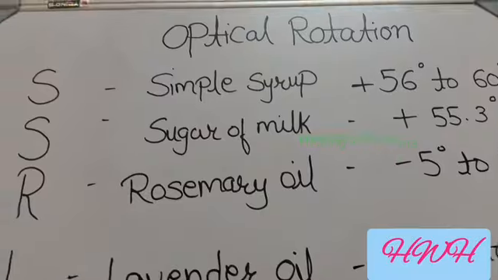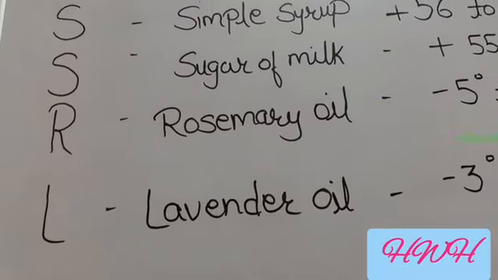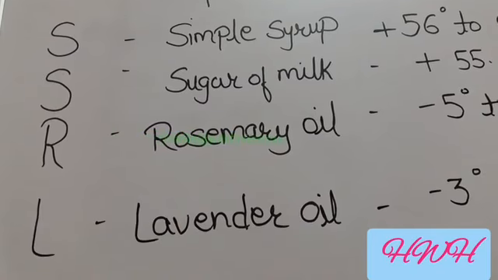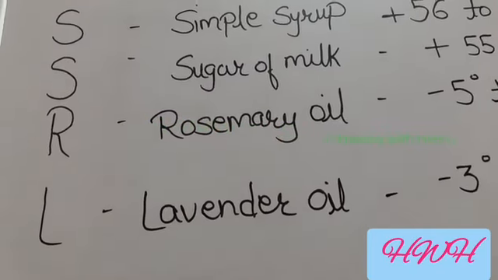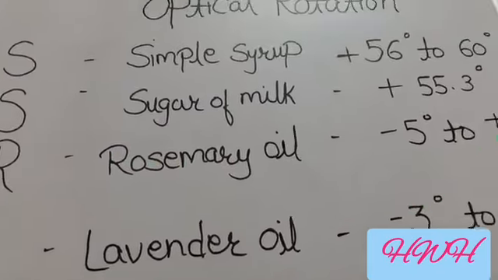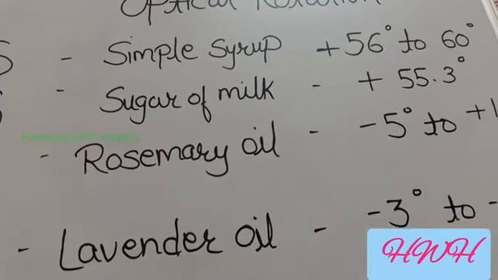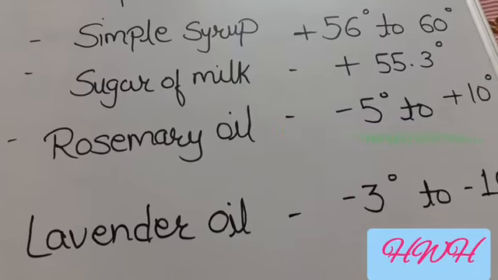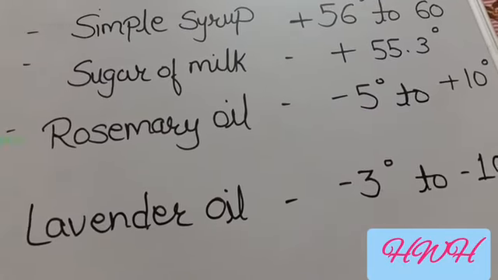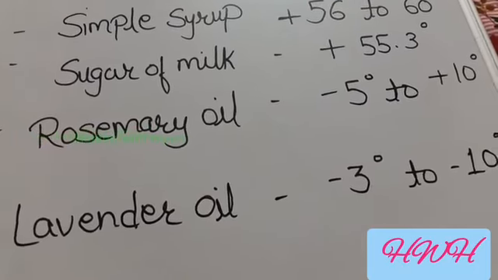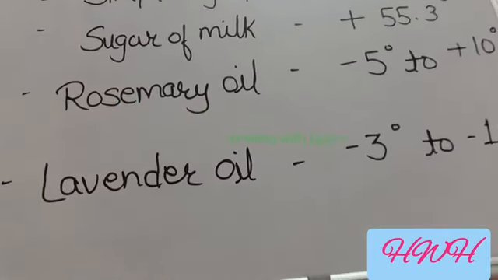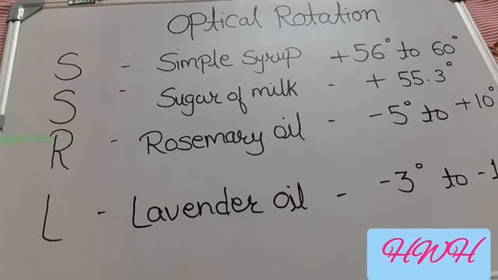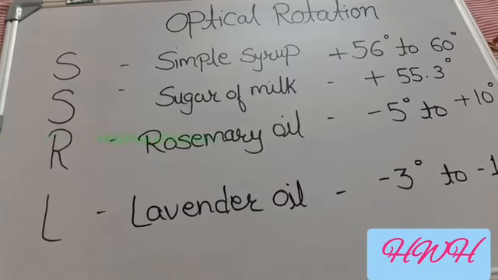For optical rotation, the formula will be SSRL. S is for simple syrup, S is for sugar of milk, rosemary oil and lavender oil. For simple syrup it is plus 56 to 60 degrees. For sugar of milk plus 55.3 degrees. For rosemary oil minus 5 degrees to plus 10. For lavender oil it is minus 3 to plus 10 degrees. So this is for optical rotation, SSRL.